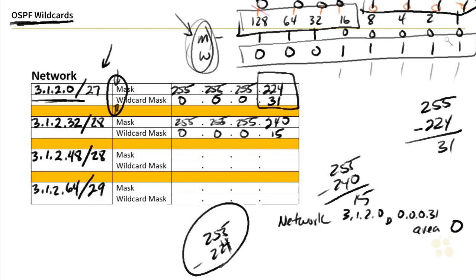I just want to make darn sure that you're seeing that we're inverting it. So this is just a shortcut. We're simply inverting the bits in the wildcard mask. This wildcard mask for this network is going to be the same, 0.0.0.15, because both networks have the same mask. And for the final one, we have 29.